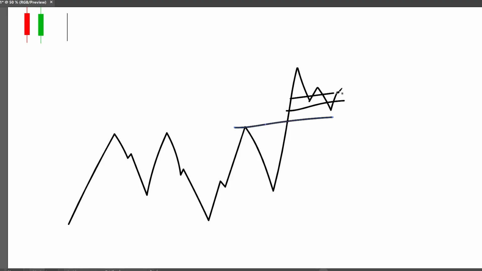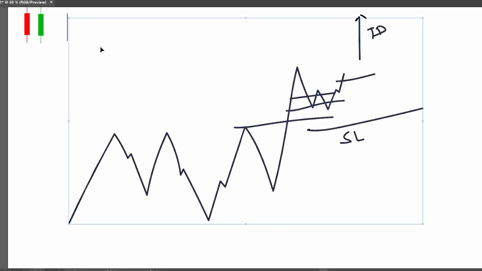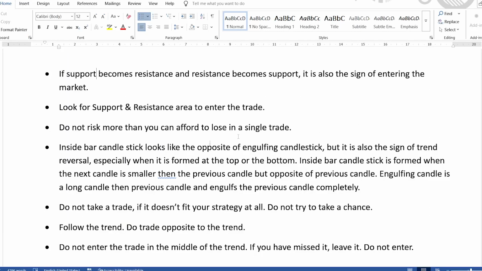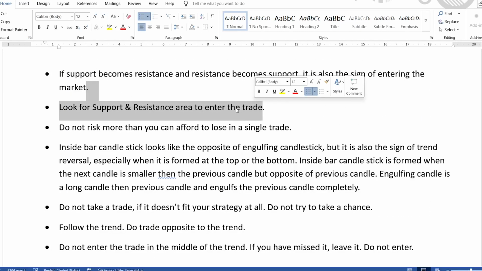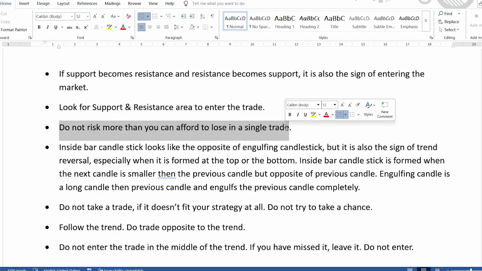And if it respects the fair value gap and becomes like this, creates a new support, then you can enter a market. I'll enter a market here, with take profit, and stop loss just below this. Look for the support and resistance area to enter the trade. Do not risk more than you can afford to lose in a single trade.